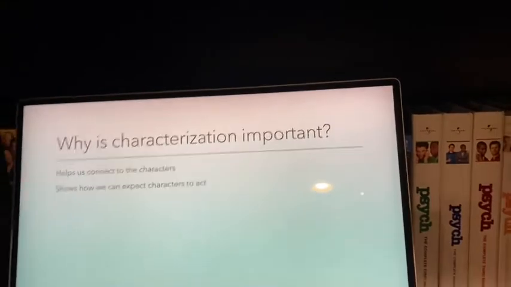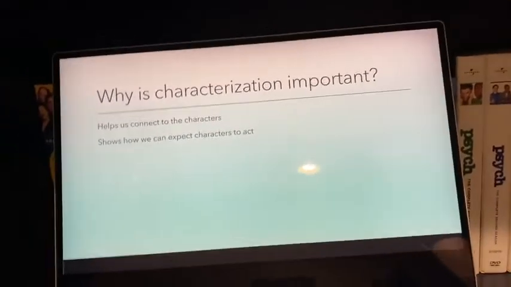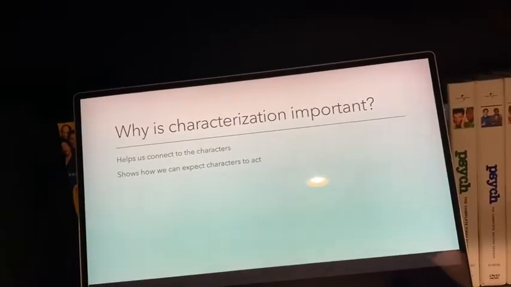So why is it important? Does anybody have any ideas before we read the slide of why it might be important?